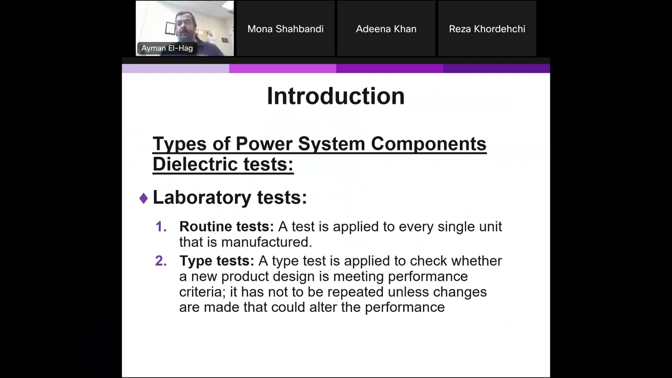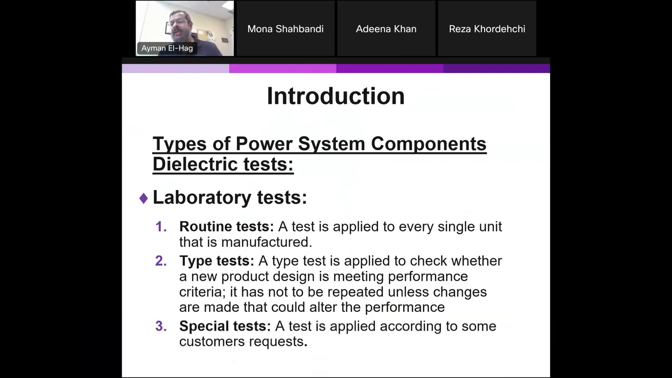We have many independent high voltage labs worldwide. For example, one of the most famous ones is KEMA in the Netherlands. We have CESI in Italy. We have here in Canada, Kinectrics. Those labs will test your equipment, and then they give you a certificate, and that is the proof that your design can withstand that. Now, after some time, you might change something in the design. Once you change something in the design, you have to redo these type tests.